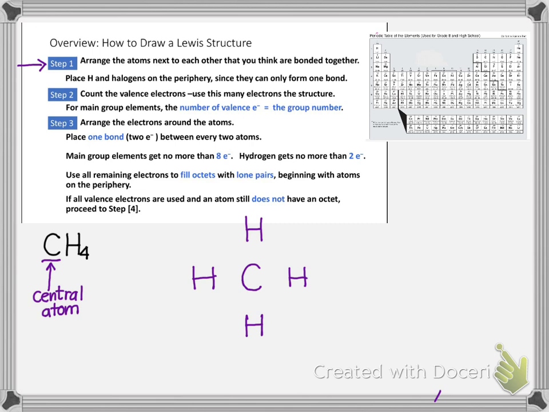So then the next step, step 2, says count your valence electrons. And I call this a magic number because this is how many electrons we have to use. And this number can range anywhere from 8 up into the 30s, maybe even 40s. It can range. It just depends on the elements you're talking about.